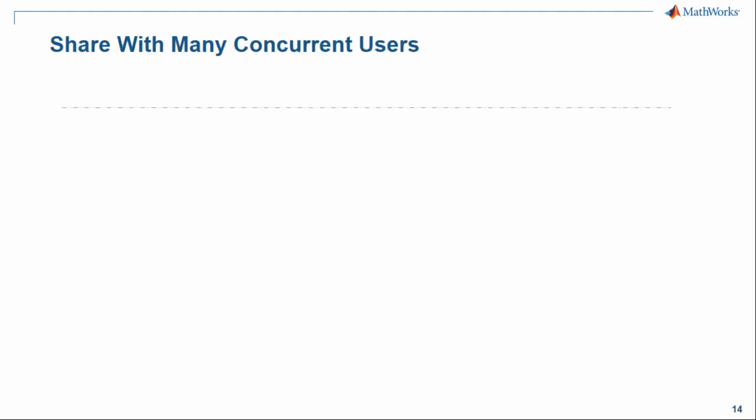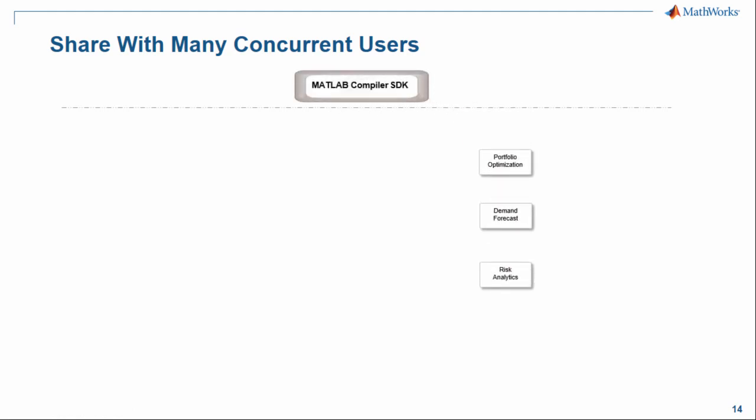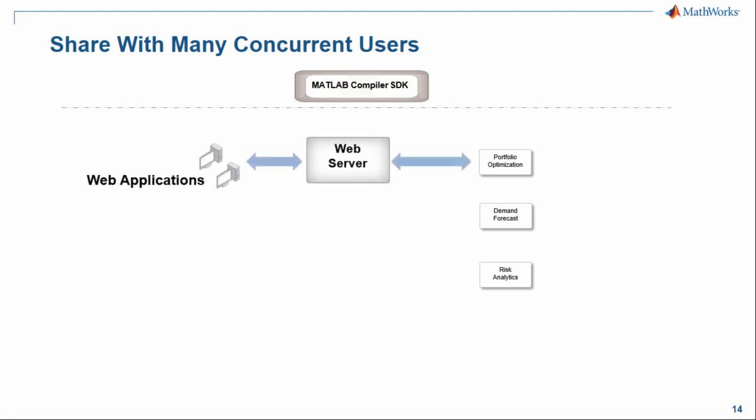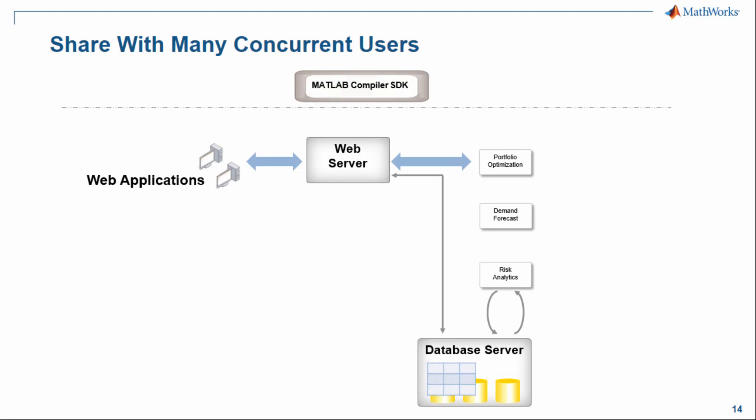If you need to reach a large number of concurrent users, you can use the MATLAB Compiler SDK to package up your deployable archives that contain the algorithms that you want to expose to a larger application. That could be a web application in which you're serving up to a number of different web clients. You could be accessing databases, right? Reading and writing from databases via the web service or the components themselves.